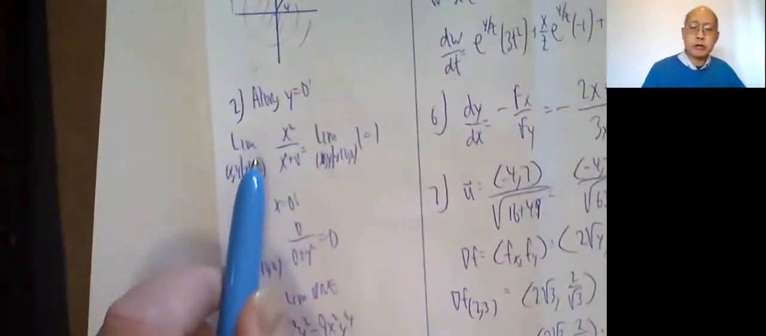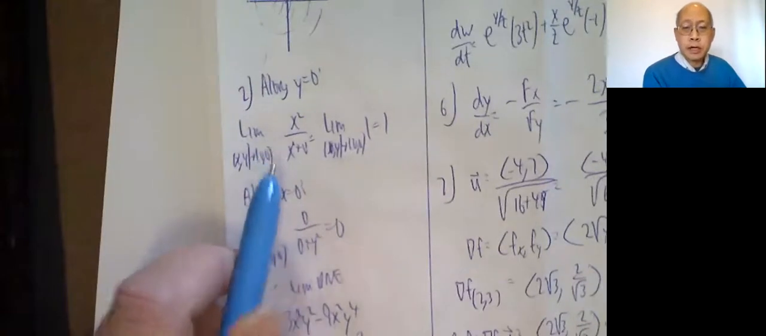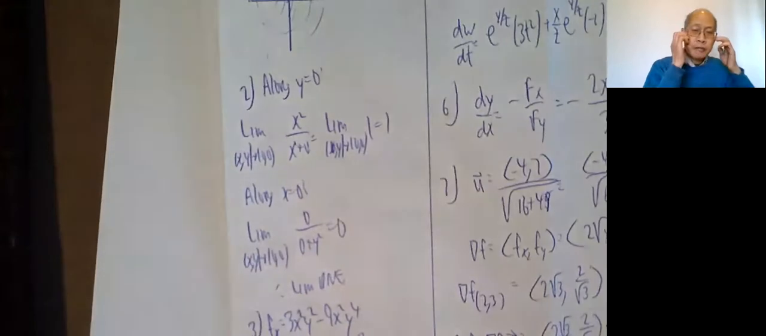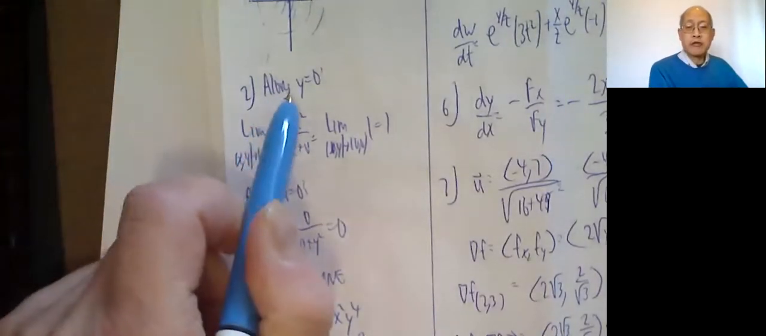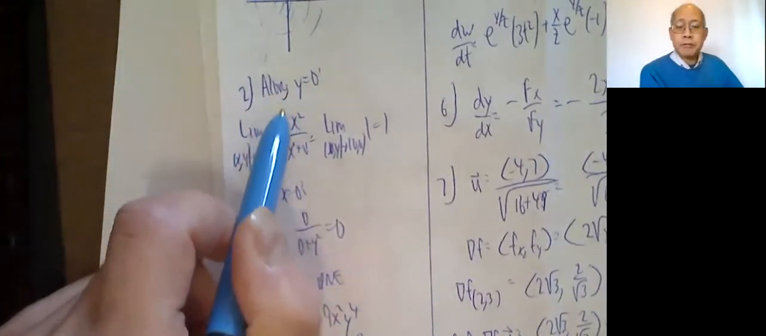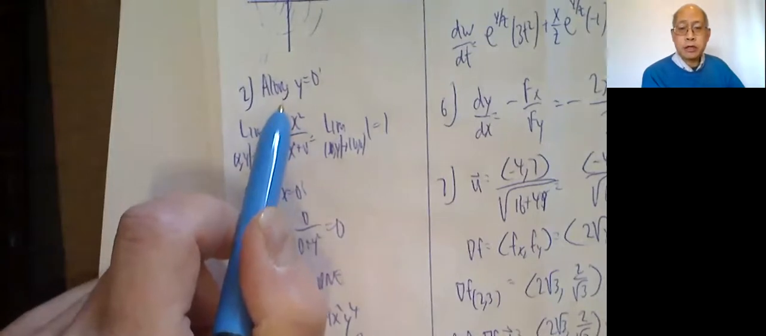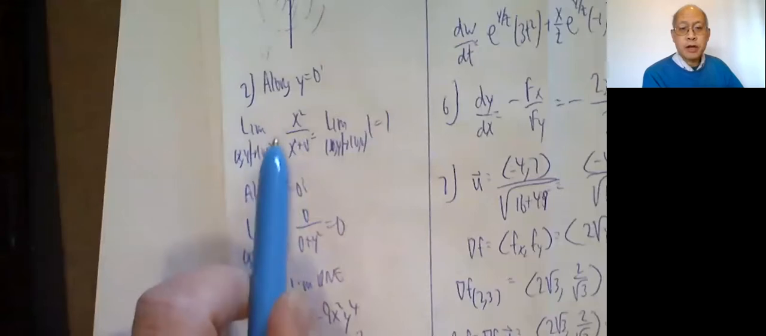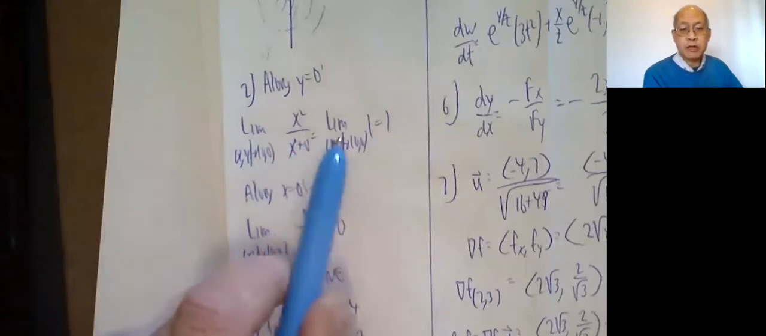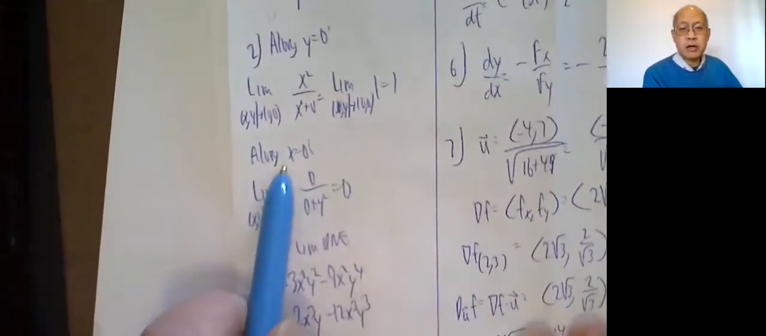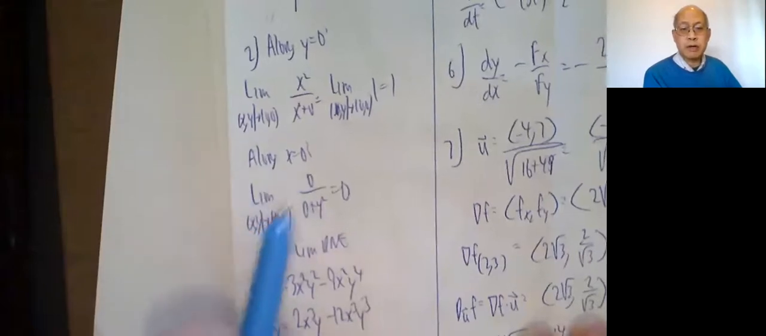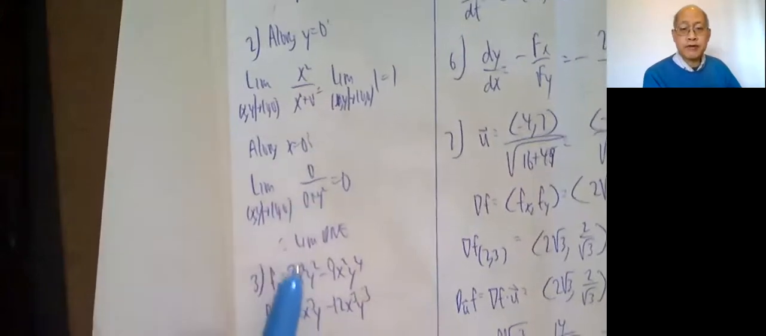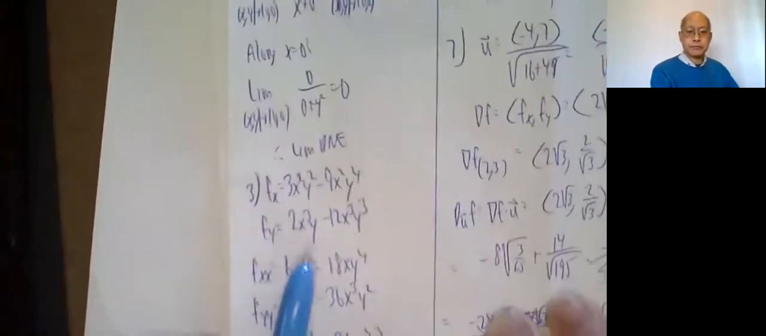Number 2, you just had to show 2 different paths with different limits. Some of you didn't pick the ones that I picked, which I thought would have been the easiest. But if you picked any other 2 different paths to show that the limit was different, that would be sufficient. So along y equals 0, the limit comes out to be x squared over x squared, which is 1. If you go along x equals 0, the limit comes out to be 0 divided by y squared, which is 0. So 2 different paths with 2 different limits, therefore the limit doesn't exist.